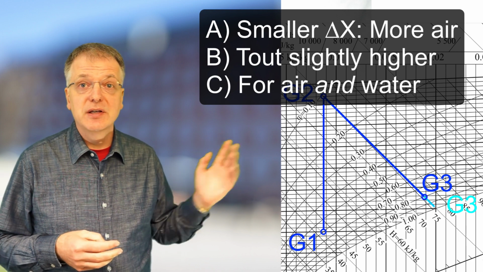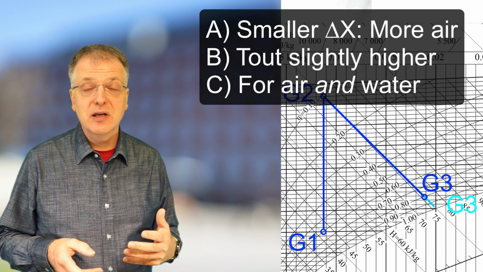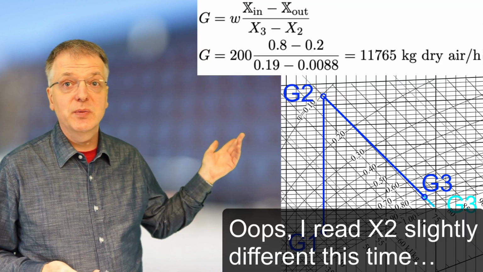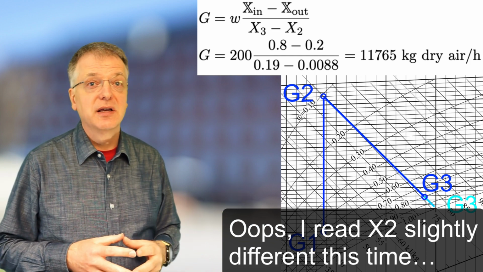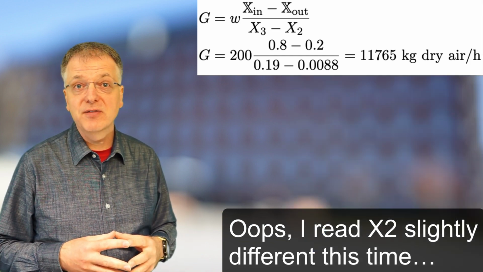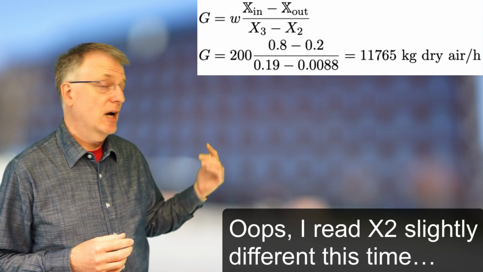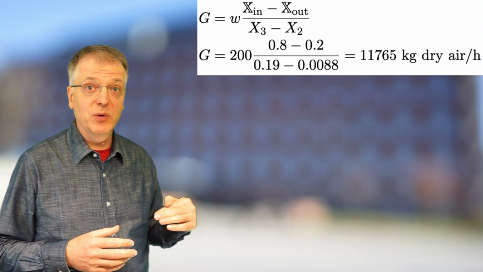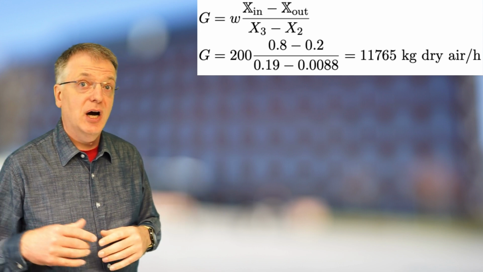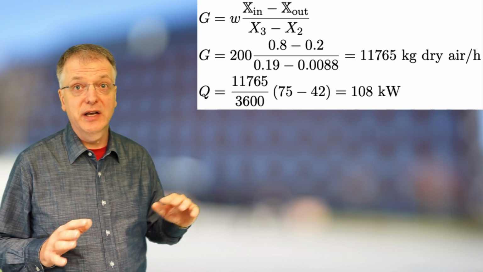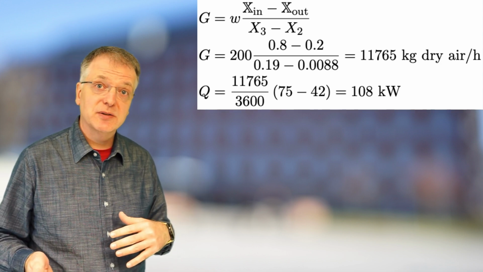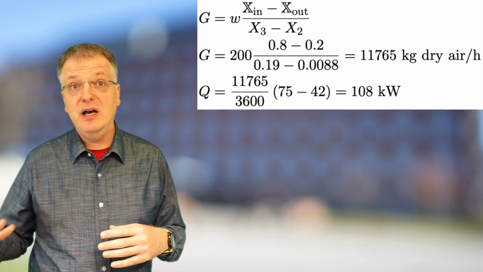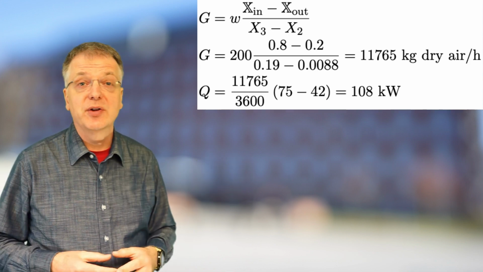Our new x3 is approximately 0.019 kilogram of water per kilogram of dry air, and through a mass balance shown here, we calculate our new g as 11,765 kilogram of dry air per hour. Our previous result was 10,526, so the required airflow increased by 12%. Our enthalpies H2 and H1 have not changed, so through an energy balance we can calculate our new energy demand as 12% higher than before, 108 kilowatts.